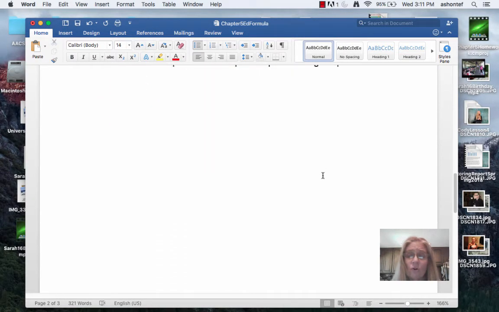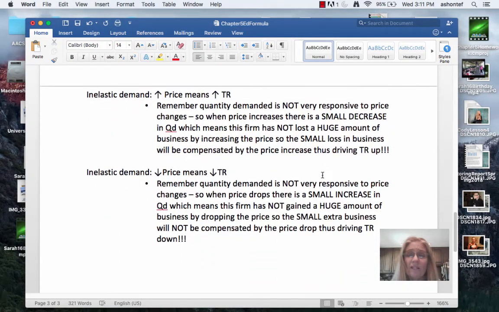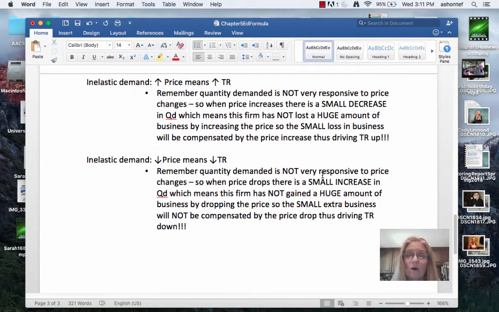And then if I just scroll down, let's say we were on the inelastic portion of the demand curve. Inelastic, IN, means not. So inelastic means not very responsive. That means if price goes up or down, it doesn't matter what direction, there's not going to be very much of a change in quantity demanded. So if we're on the inelastic portion of the demand curve and price goes up, it would actually drive up the revenue.